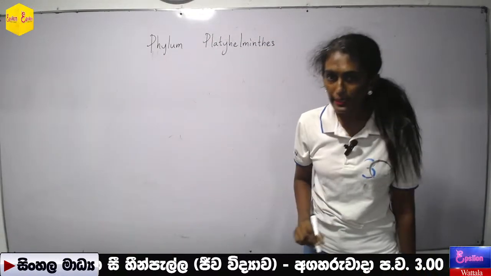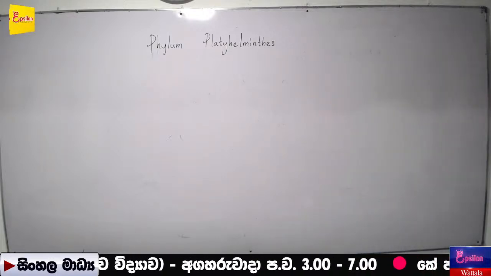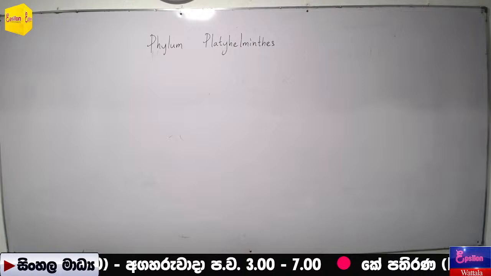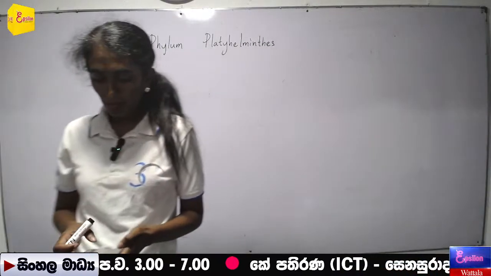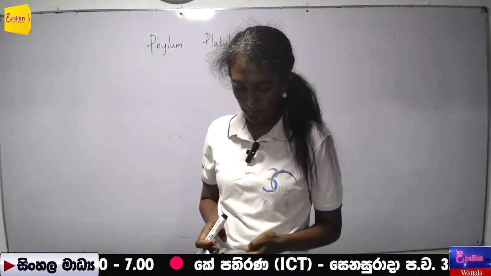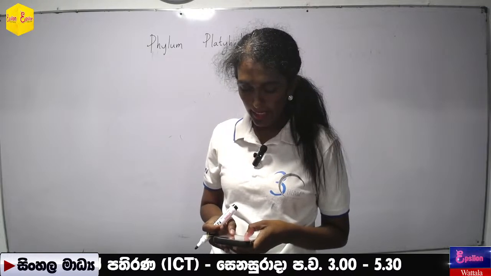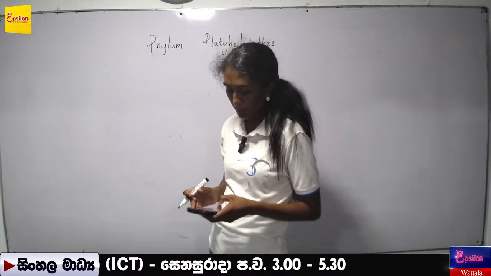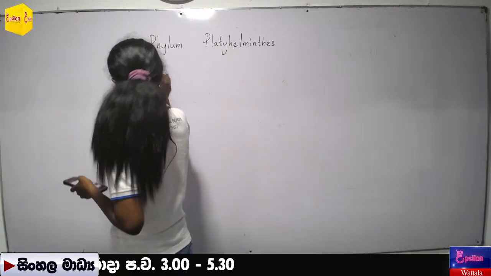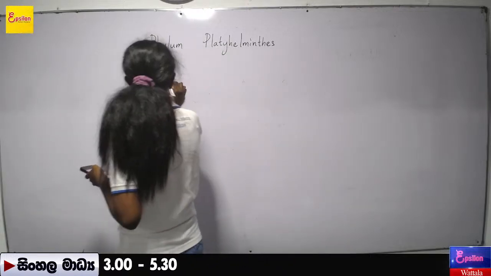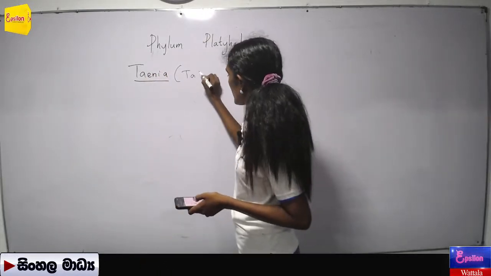Phylum Platyhelminthes. Alright, we are going to see the examples of phylum Platyhelminthes. What are the examples? Planaria, and who is given? Yes, Taenia, Fasciola, and Planaria are given there. Do you know who is Taenia? Taenia is also called tapeworm.